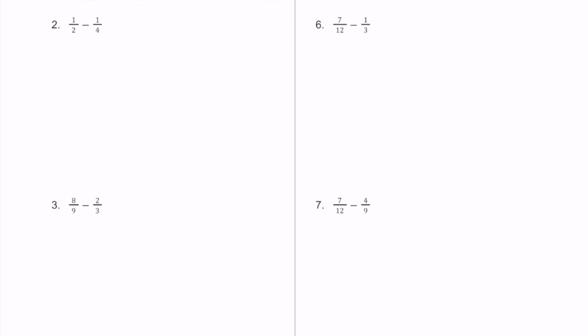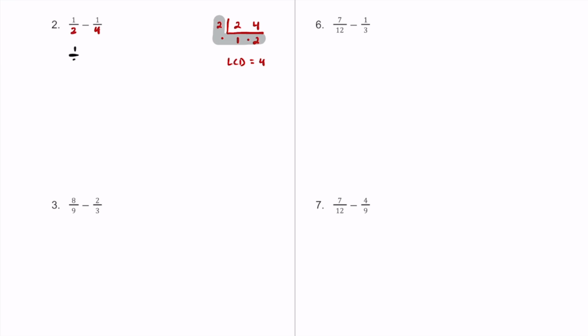Taking a look at number 2, we have 1/2 take away 1/4, so we have different denominators here. So when do 2 and 4 meet for the first time? Well, as a common factor for 2 and 4, I think we can say 2. 2 times 1 is 2, and 2 times 2 is 4, and I think that's it. So we can go ahead and say here that 2 times 1 is 2, times 2 is 4. So the least common denominator here is going to be 4.